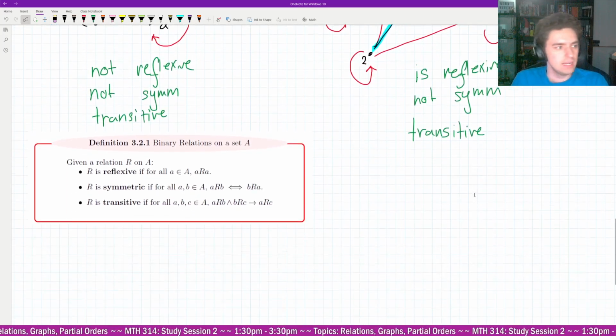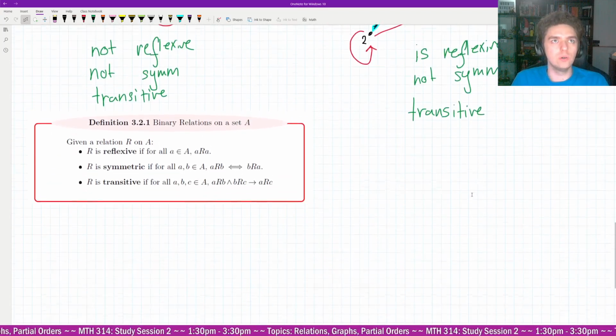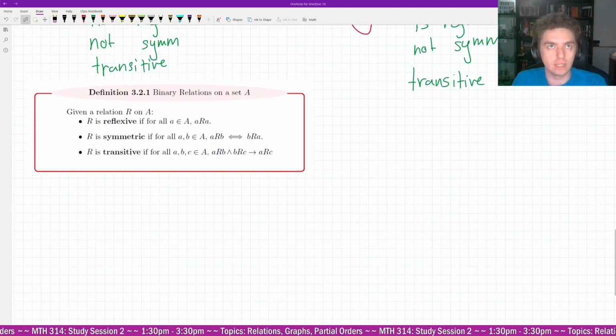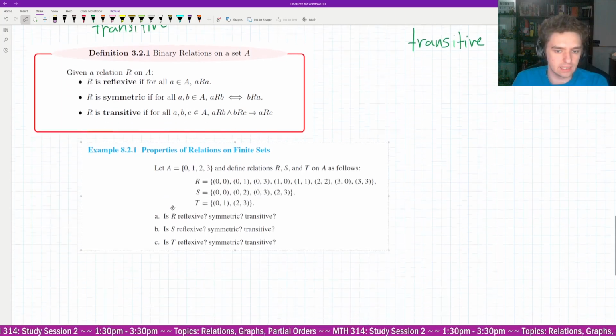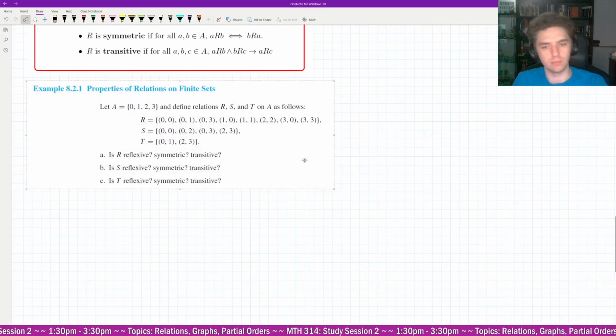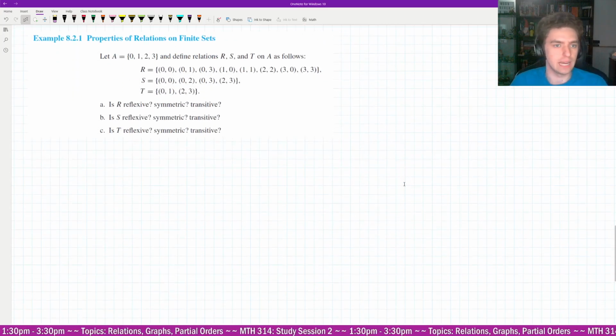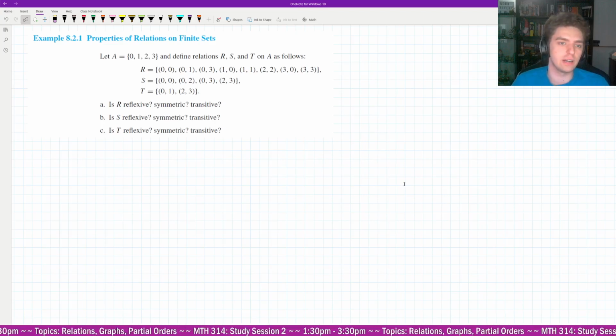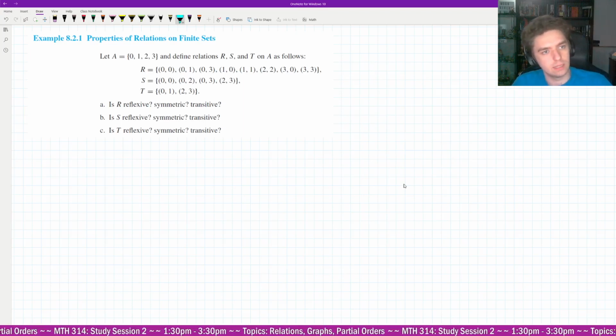Good, sounds good. Okay, so let's move on to some more examples for transitive, because I think this is a point of confusion for some people. So let's try this here. We just have 3 sets, R, S, and T, and it's a relation on A. So we just want to figure out if this is reflexive, symmetric, transitive, all of them, right?